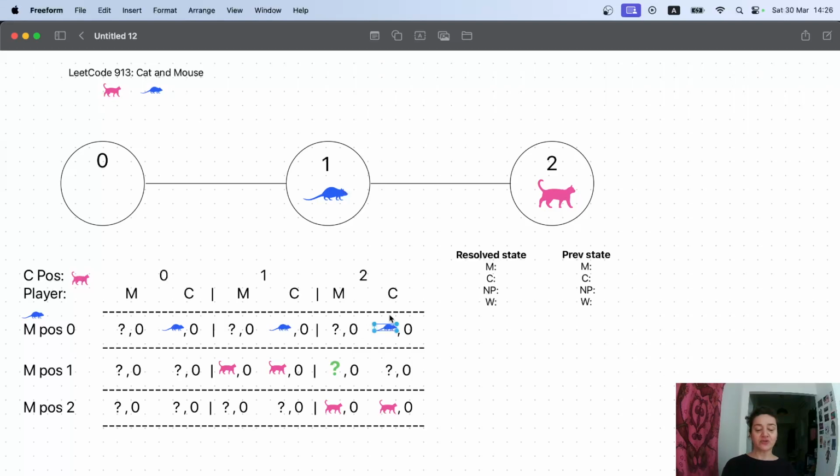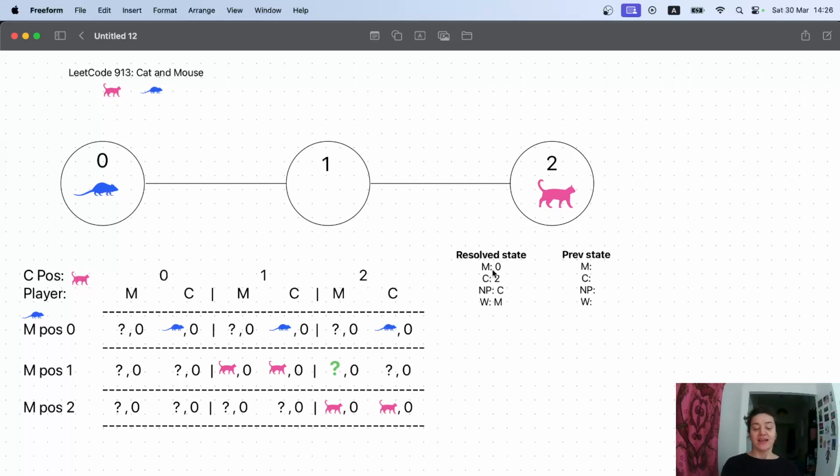So let's draw this resolved state. Where is the mouse? 0. Where is the cat? 2. Good. Whose turn is it? The cat. Who's the winner? The mouse. So this is it in the picture, and let us draw it here. Mouse at 0. Cat at 2. Whose turn is it? Next player, cat. Who's the winner? Lovely, mouse. Great. Let us deduce, if we can, for previous states.